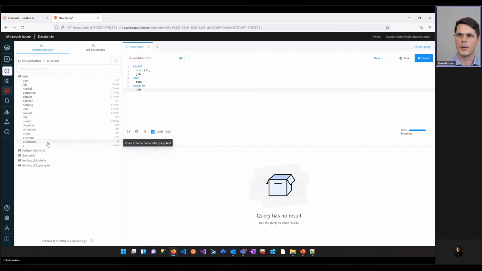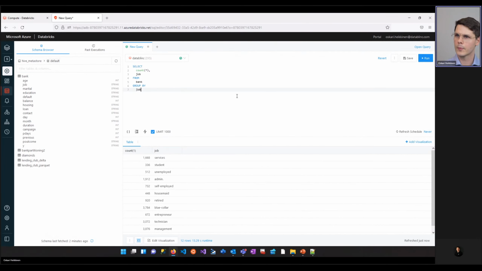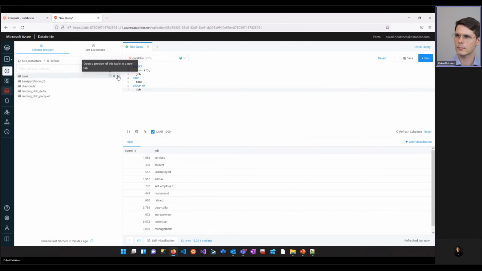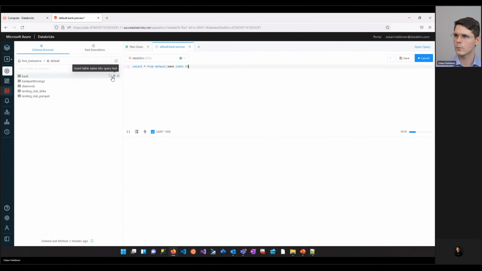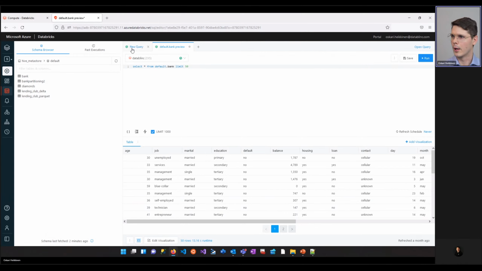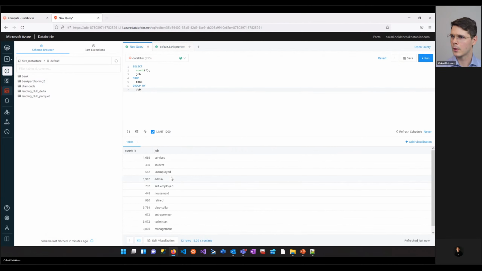I wonder if I have any data in that specific table. I guess not then. Or do I? Yes, I do. It just took a while to execute. Okay, now the results are here. Great. So just a demonstration of how it works.